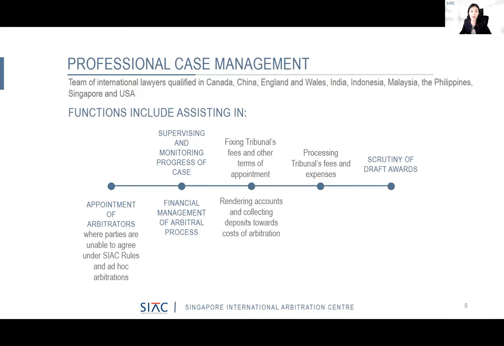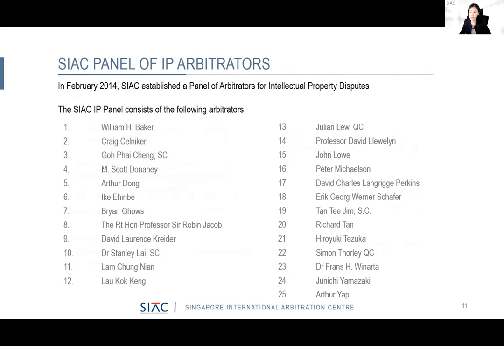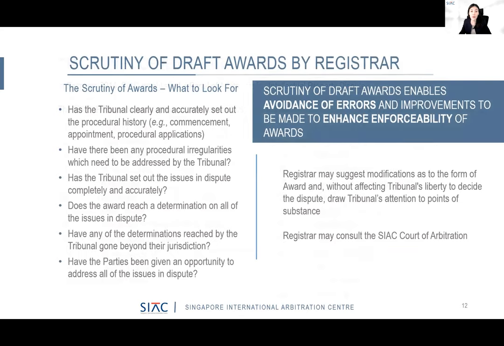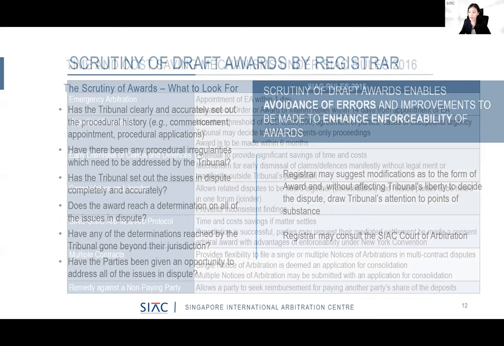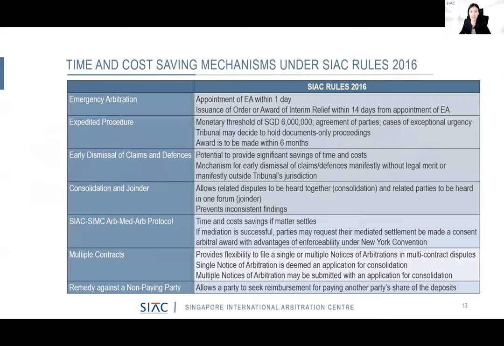And I think the most important service we provide, in fact, we are probably one of the few institutions that review the award before it is finalized to enhance its enforceability. When we scrutinize an award, we conduct a thorough review from typos to mathematical computations to looking at issues that might affect the enforceability of an award. SIAC also consistently updates its rules to help limit the time and cost of arbitration. I highlight here some of the features of our 2016 rules.